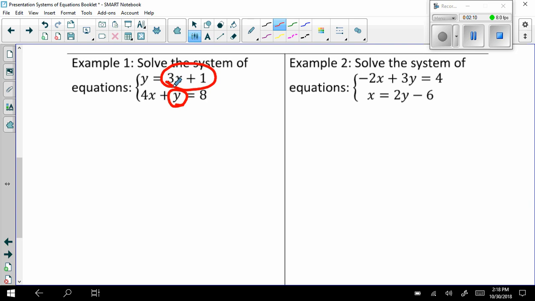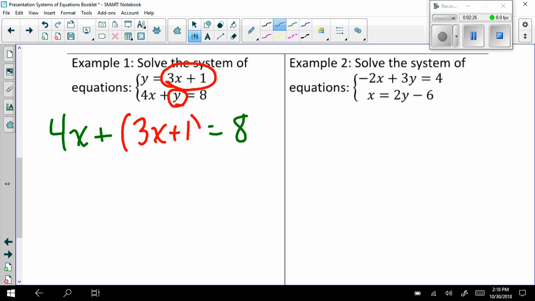So we're going to remove this y and plug in 3x plus 1. So I'm going to have 4x plus, I'm going to take out the y, I'm going to plug in 3x plus 1, and then equals 8. I used parentheses here. I didn't need to in this case, so I can just ignore them. Sometimes I need them, you'll see in example 2. Once I've replaced the y with what the y is equal to, I now have an equation that just has x's, so I can solve this.